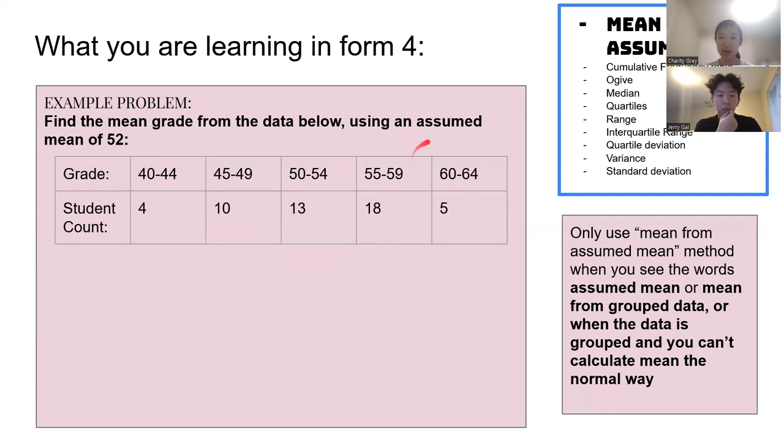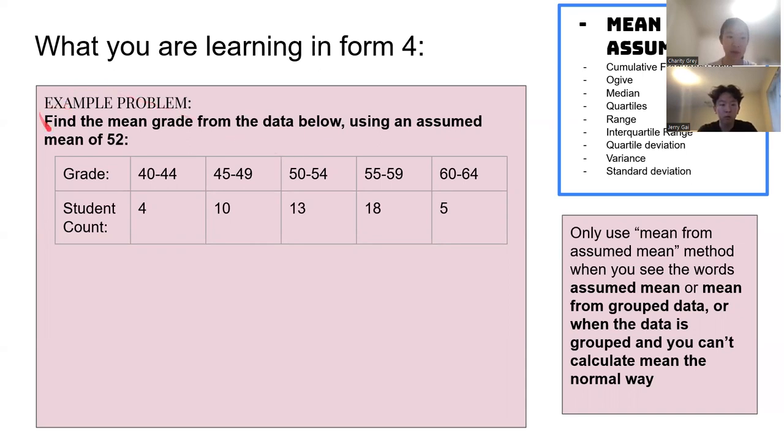So this is when you would use assumed means. Something really important to note: we don't want to be using assumed means for regular mean questions. Only use it when you see the words assumed mean, or mean from grouped data, or when the data is grouped and you can't figure out the mean the normal way. Otherwise, don't use an assumed mean because it's going to be less accurate than the actual method. But this is for if you can't calculate the mean the normal way, or if they tell you to use an assumed mean.